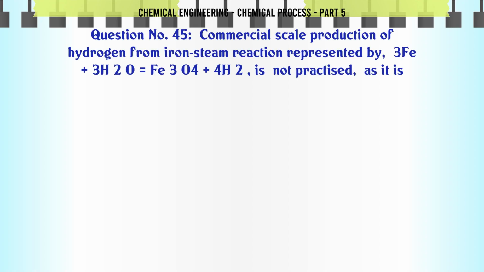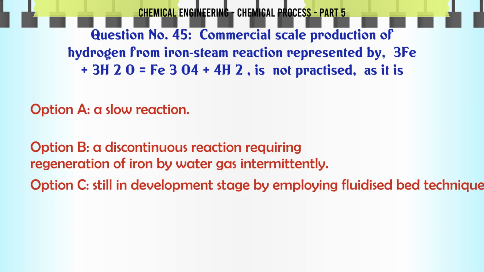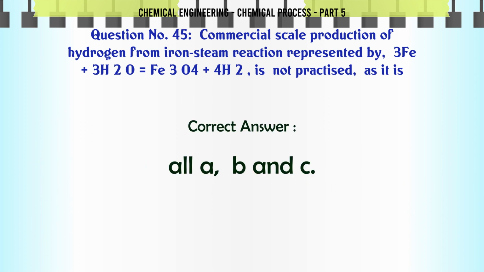Commercial scale production of hydrogen from iron steam reaction represented by 3Fe + 4H2O = Fe3O4 + 4H2 is not practiced as it is A. slow reaction, B. a discontinuous reaction requiring regeneration of iron by water gas intermittently, C. still in development stage by employing fluidized bed technique, D. all A, B, and C. The correct answer is all A, B, and C.